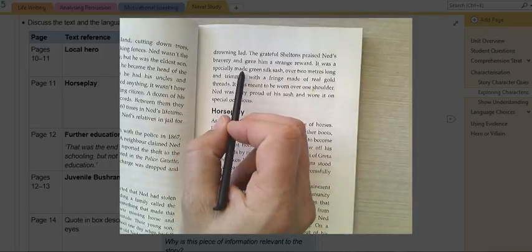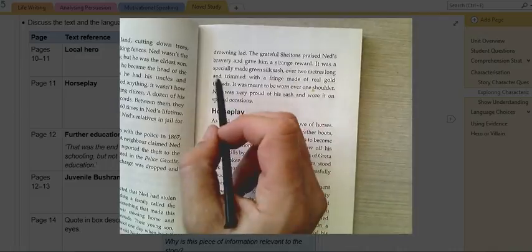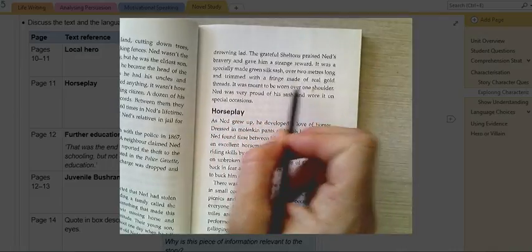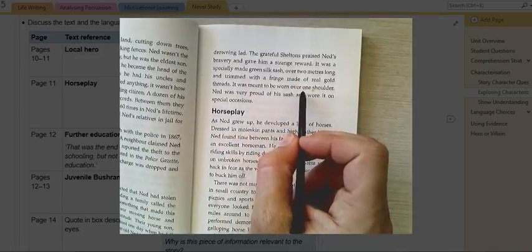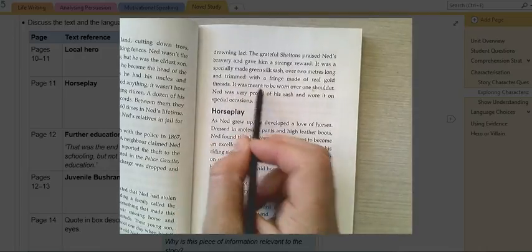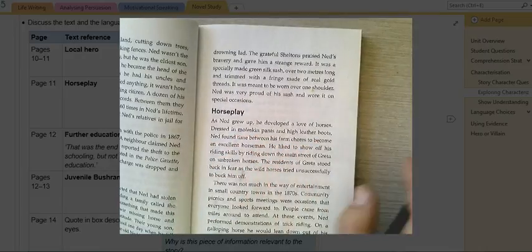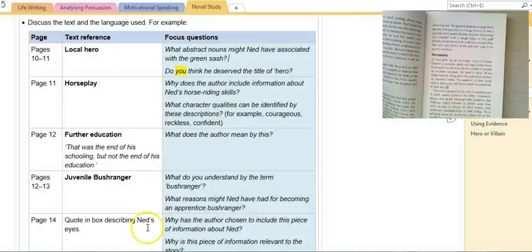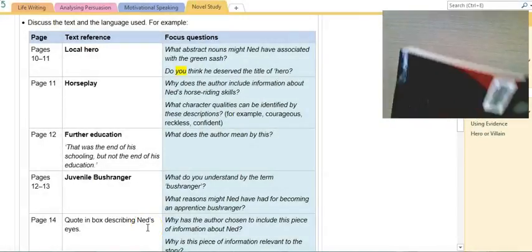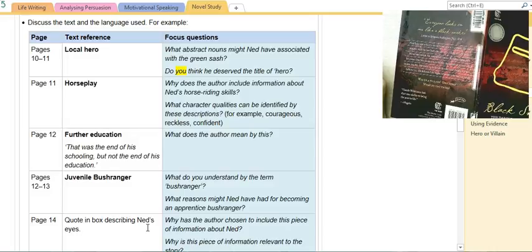It was a specially made green silk sash over 2 meters long and trimmed with a fringe made of real gold threads. It was meant to be worn over one shoulder. Ned was very proud, keyword, of his sash and wore it on special occasions. Okay, so using that information, we want to answer these questions. I've highlighted some keywords within the paragraph that we just read. The first question says, what abstract nouns might Ned have associated with the green sash?